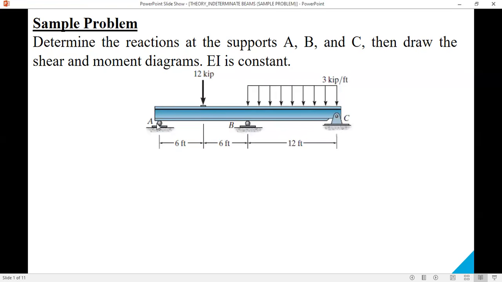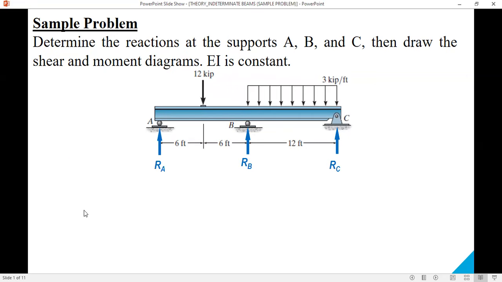It is statically indeterminate because there are 4 unknowns. One unknown for the support at A, since this is a roller support. One also for B, and 2 reaction components at C, since point C is a hinge support. But since there is no horizontal force, the horizontal component of the reaction at C is equal to 0. So there will now be 3 unknown reaction components: one at A, one at B, and the third one is the vertical component of the reaction at C.